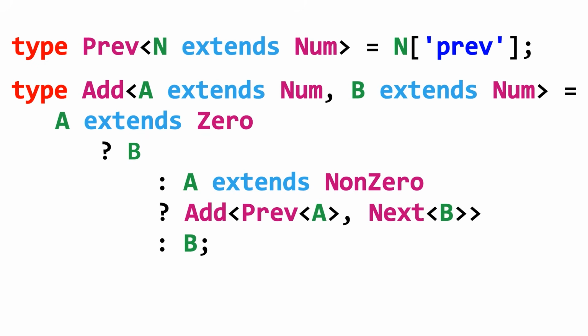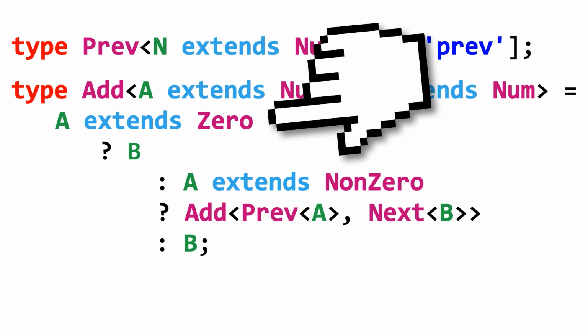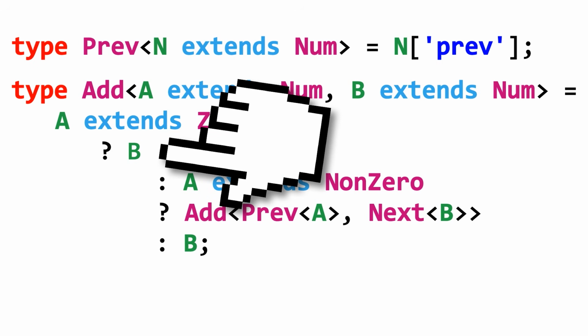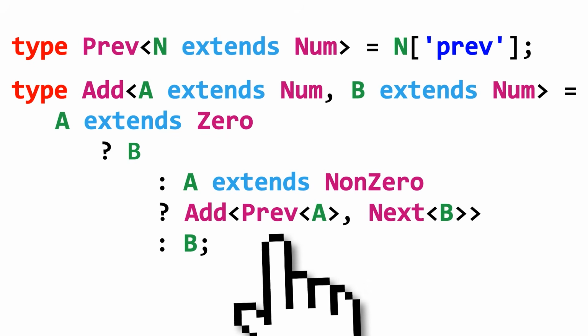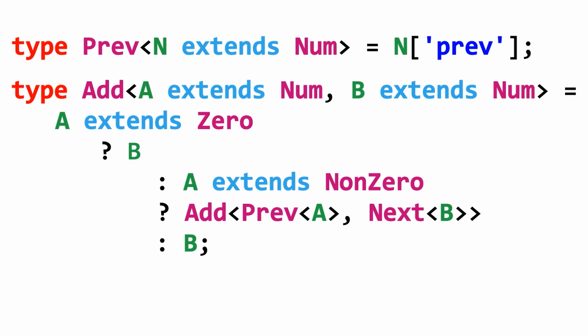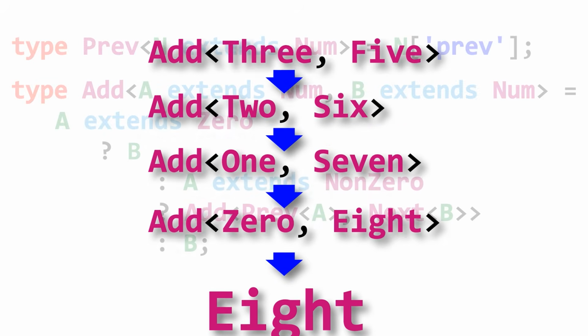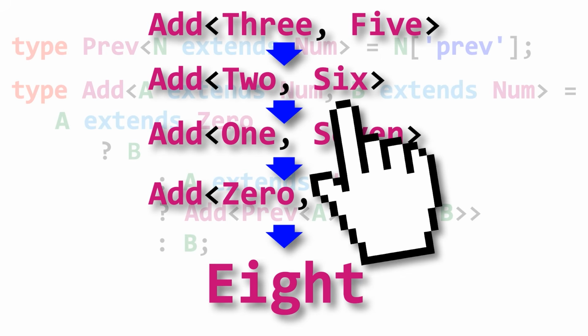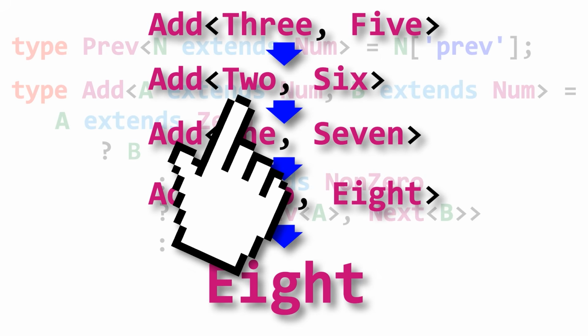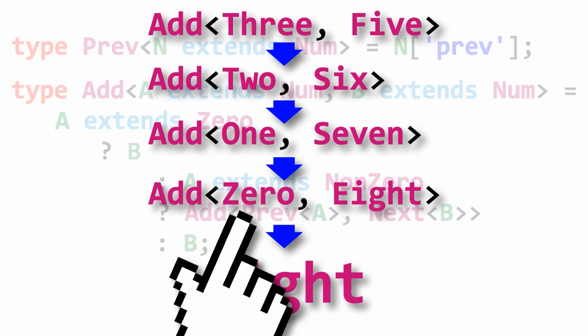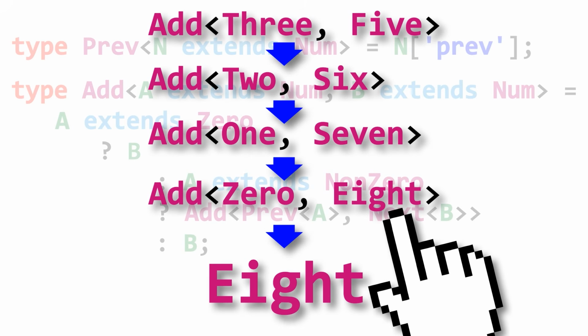Addition is defined like this. We check if A is a 0 type. If it is, we return B. Otherwise, we return the value of Add<A minus 1, B plus 1>. So each step, we decrement A by 1 and increment B by 1. Since we add 1 to B for each one that we remove from A, by the time we reach 0 in A, we have added 1 A many times to B.